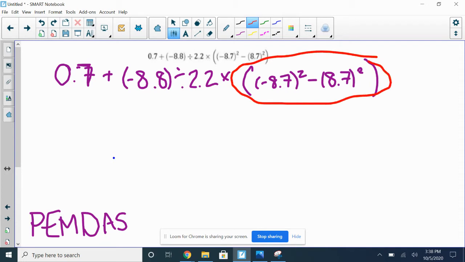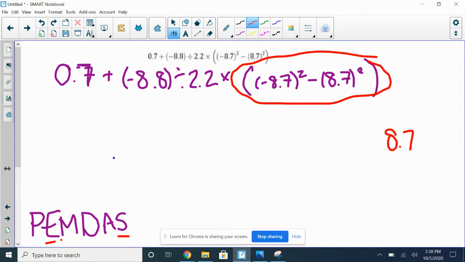And remember, I told you yesterday that within our parentheses, our order of operations is still in effect. So we would follow order of operations within our parentheses to determine what we would do. So I see subtraction and I see exponents in those parentheses. And I know that exponents come before subtraction. So I'm going to go ahead and square my 8.7.